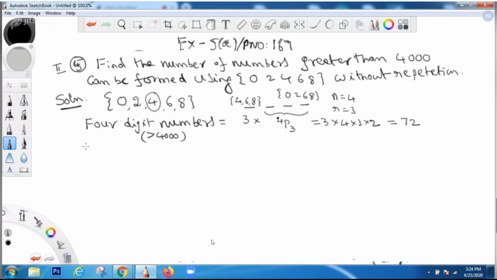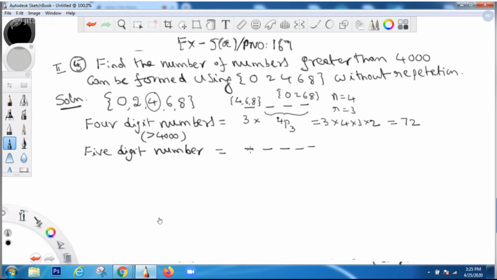Shall we consider 5-digit numbers? Shall we say that 5-digit numbers are also greater than 4000? Yes, sir. Any 5-digit number is greater than 4000. Yes, good.